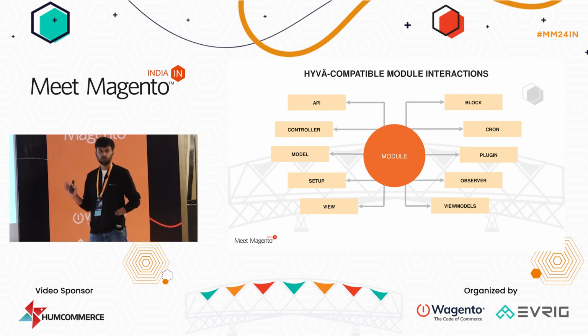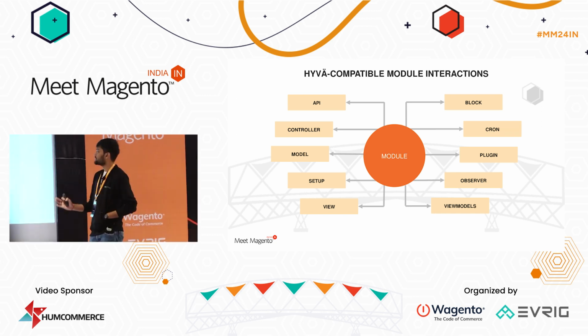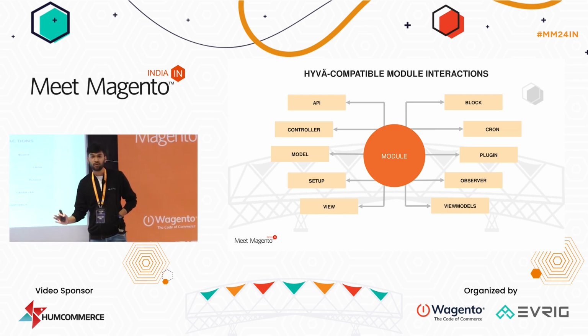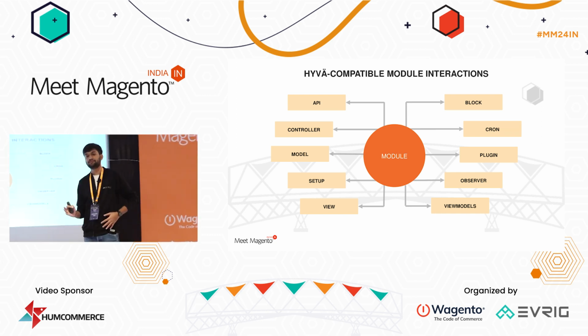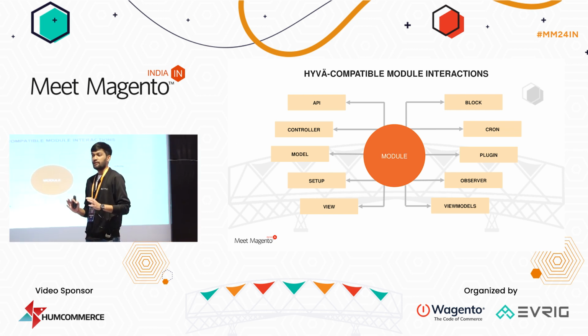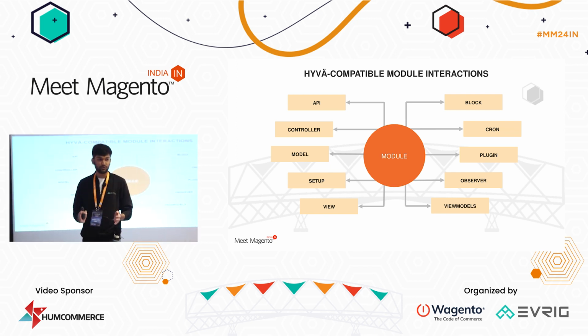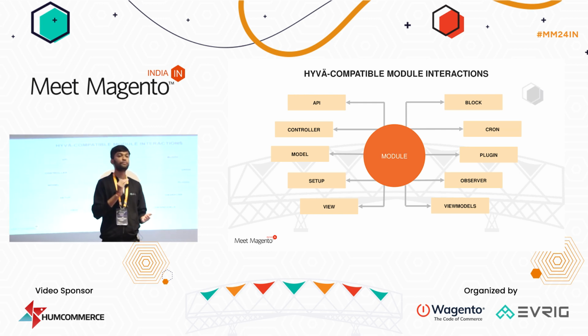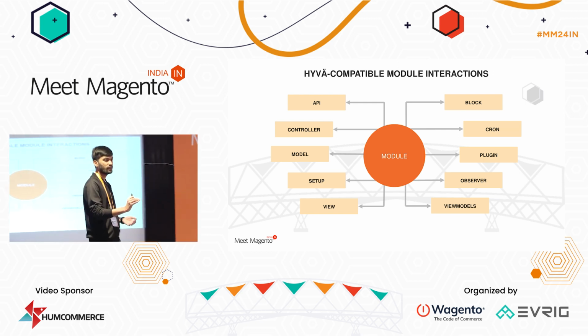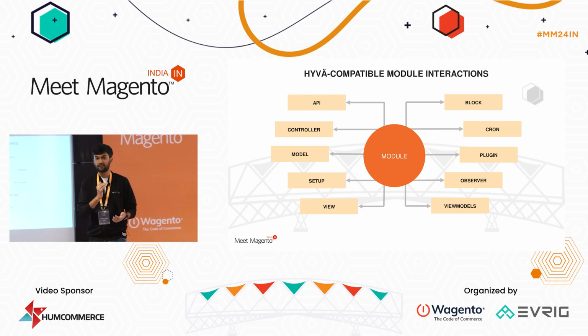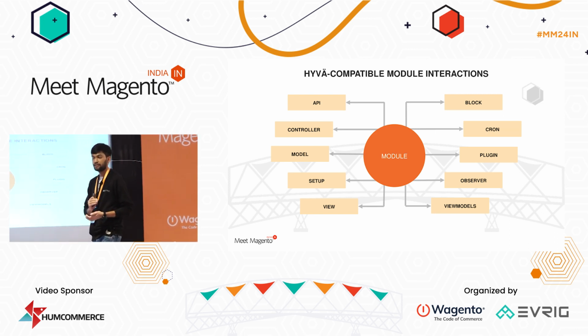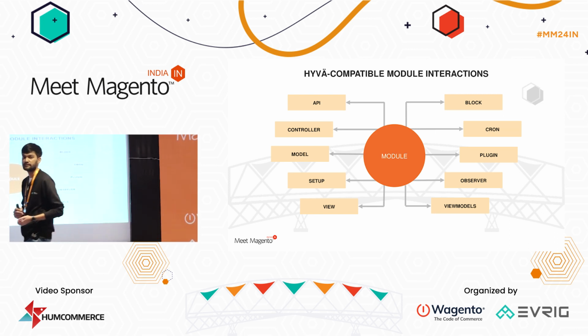Before going into the code, let's first understand what the aim of our compatible module is going to be. We will have an existing Luma based module. We are just going to make the view layer of that module compatible with the current Hyva theme, that is in our storefront.